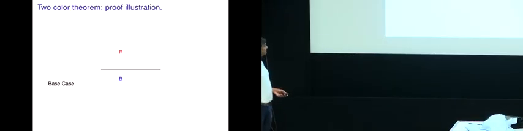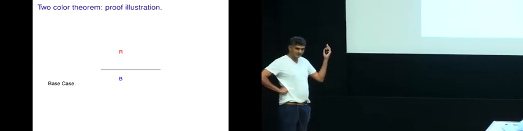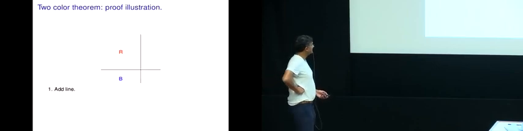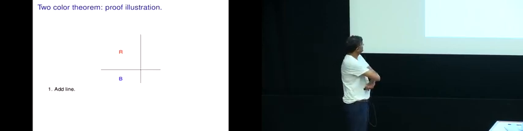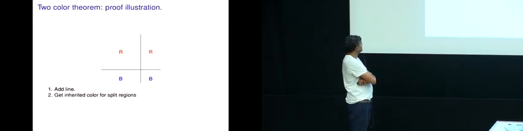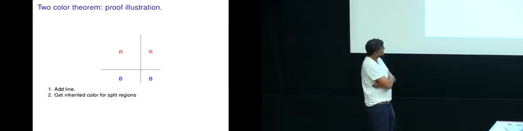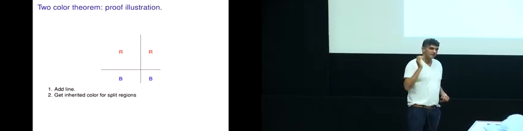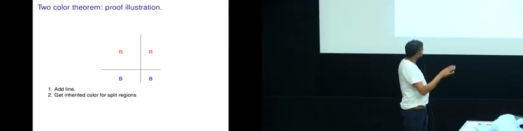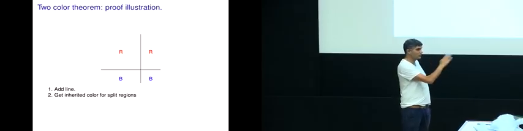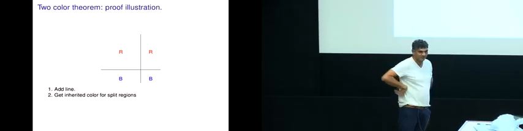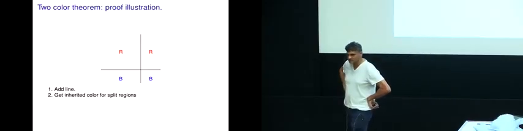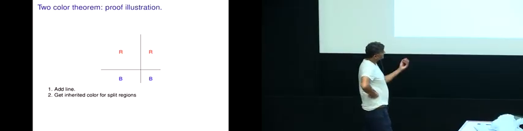So the base case is maybe one line. You could color the top one red and the bottom one blue. That's fairly easy. Now you can add a line, and this line cuts some regions into two. That region had a color, so we keep both regions and make them both have the same color. So is this good? Is this a proper coloring?